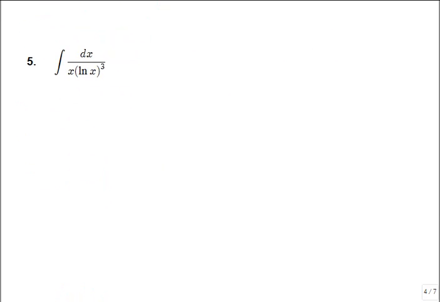So if we take a look at this next example, it also has an ln in it as well. But I want you to be cautious here. Just because you see an ln of x in your integral, that doesn't always mean that you have to break out your integration by parts formula. Sometimes you don't need it. And how come I don't need it on this particular problem?